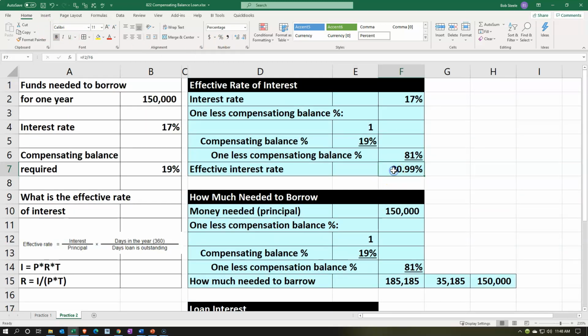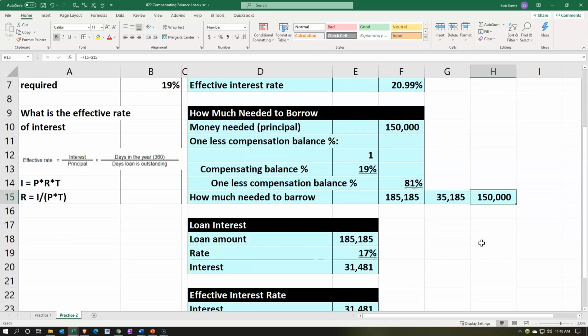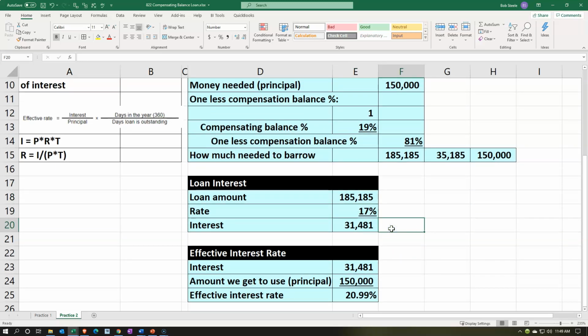We calculated it abstractly up here, and then we figured out how much I need to borrow so I get to use the 150,000. If you're going to take 19% of it and tell me I can't use that amount, I have to borrow 185 in order to keep the 150,000 that I get to actually do something with. What's going to be the interest on it? It's a 1-year loan, so we have the 185, the whole loan amount, even though you only get to do stuff with the 150,000, times the rate of 17%, which means you're going to have interest after 1 year of the 31,481.